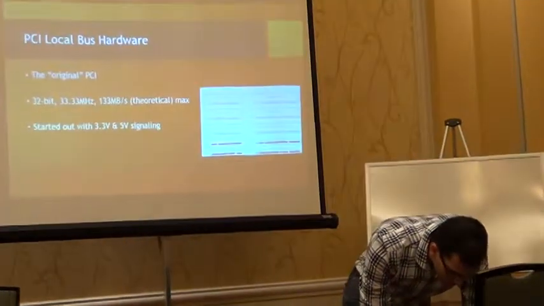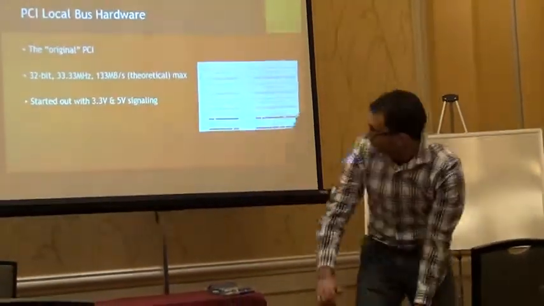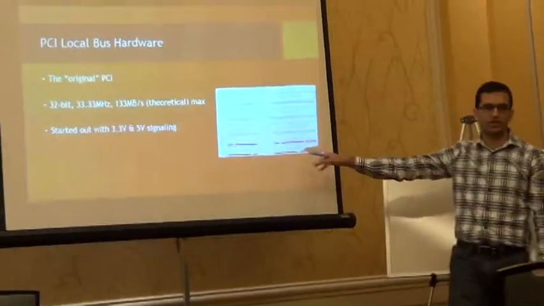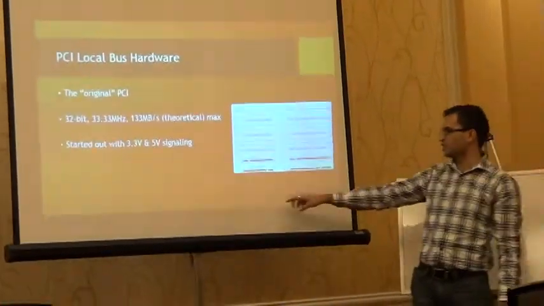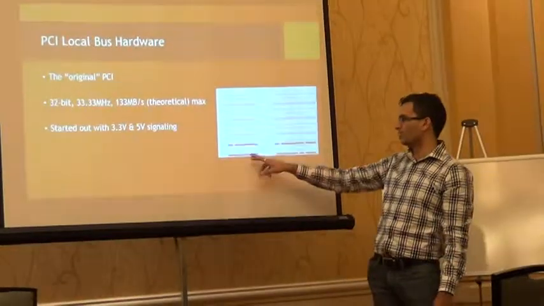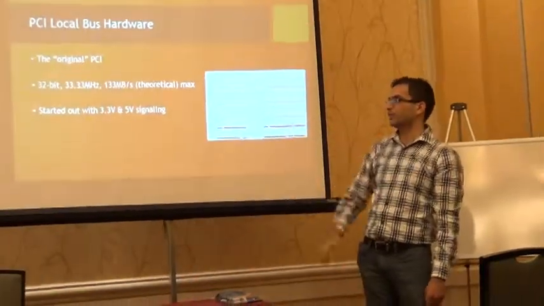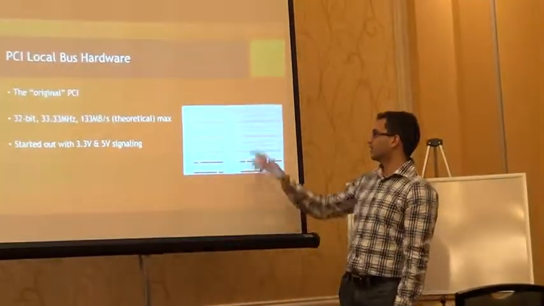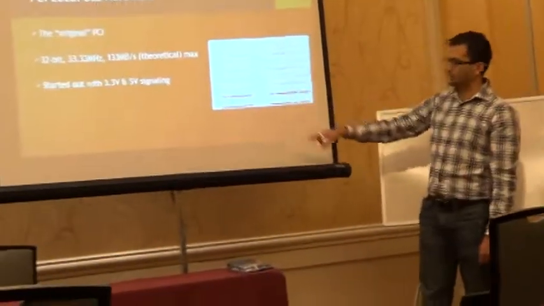So PCI local bus is the original PCI. I just cribbed this from Wikipedia. Everyone's seen these slots, I take it. They've got different keys based on it being 3.3 volts or 5 volts. It started off as 32-bit, 33 megahertz. They later expanded to a 64-bit standard.